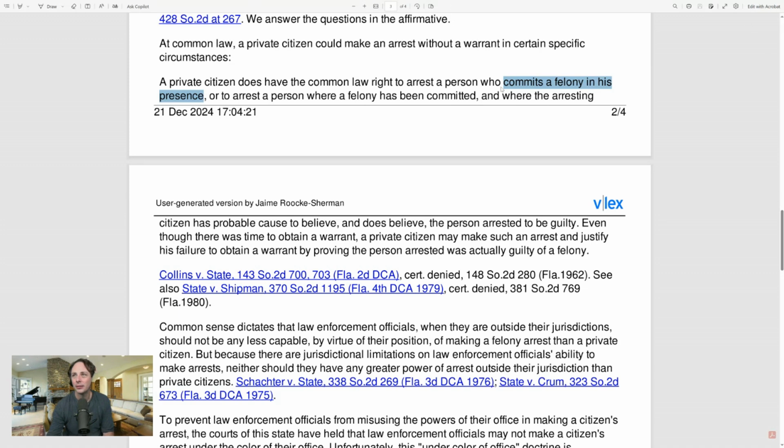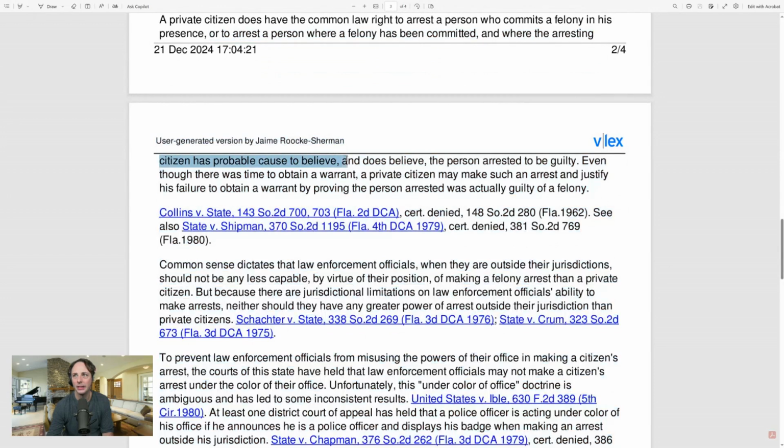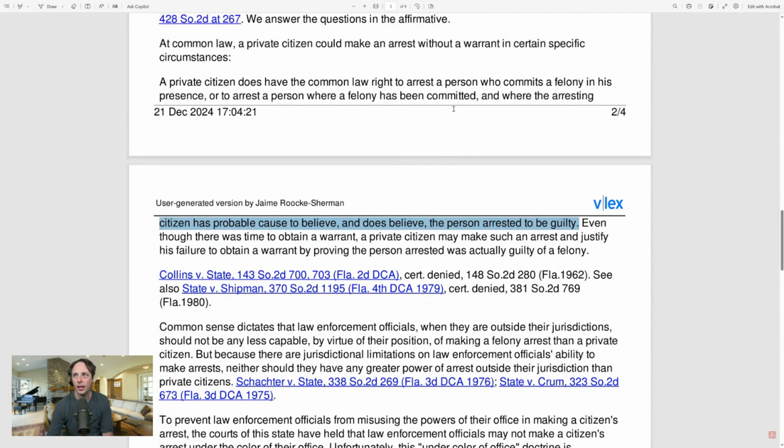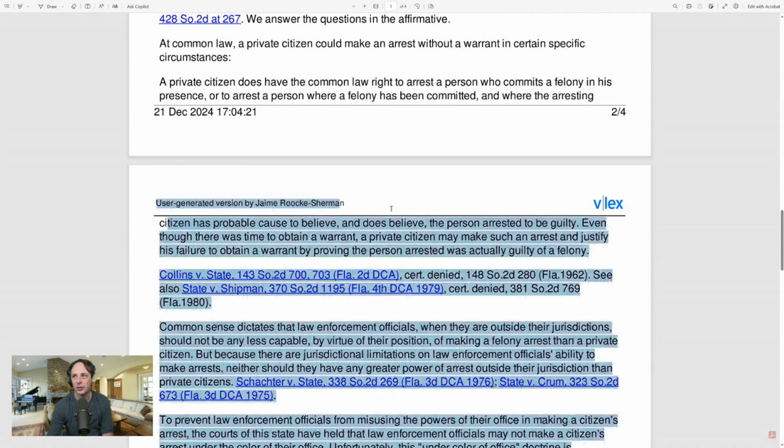And it says, or to arrest a person where a felony has been committed and where the arresting citizen has probable cause to believe and does believe the person arrested to be guilty. So also here, another important note is that a felony has actually been committed, right? And they have to have probable cause to believe and does believe the person arrested to be guilty.